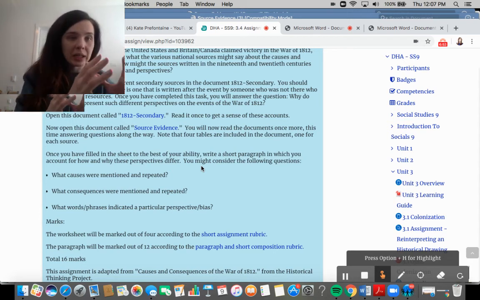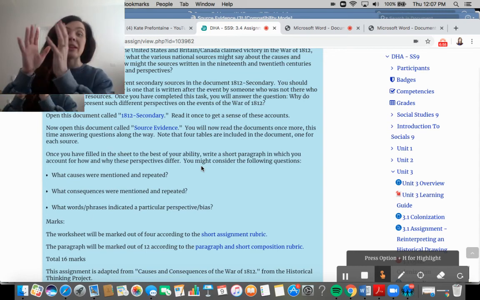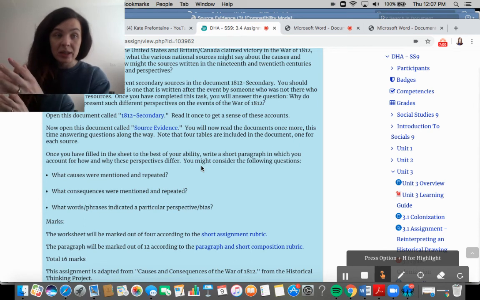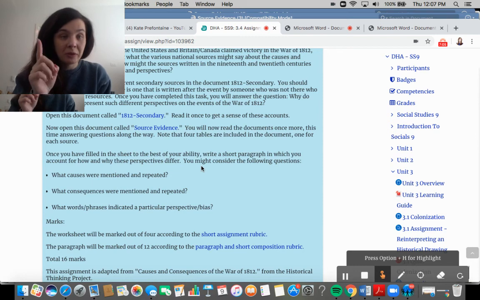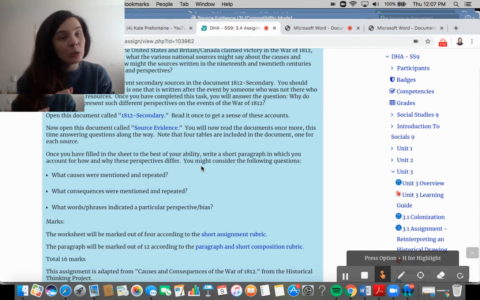If it is a Canadian perspective, it will be a more positive Canadian spin, most likely, and then a more negative American spin. Okay, so what you're going to do for this assignment, fill out that sheet about all 4 sources, and then at the end of it, at least 1 paragraph, so minimum 7 to 10 sentences, talking about why you think those perspectives differ and how you notice that they differ. So pointing out what the differences are, number 1, and then why you think they're different.